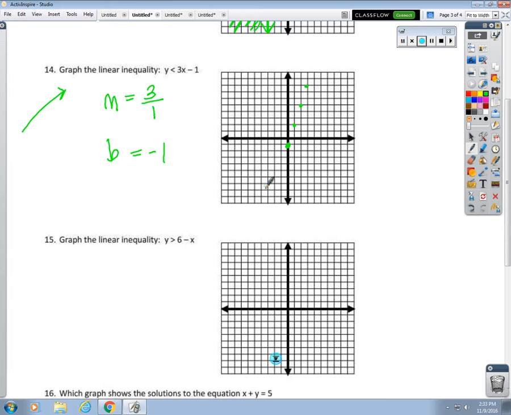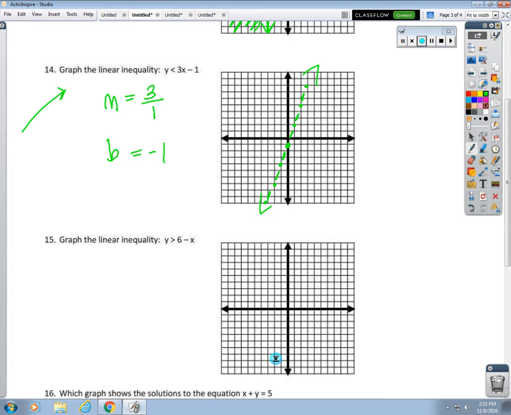Or if we wanted some points in quadrant 3, what else could we have done? Down 3, left 1, down 3, left 1, down 3, left 1. Now, is this one going to be dashed or solid? Dashed, because look, there's no equal to bar under that less than sign. So that means it's dashed and no solutions are on that line.